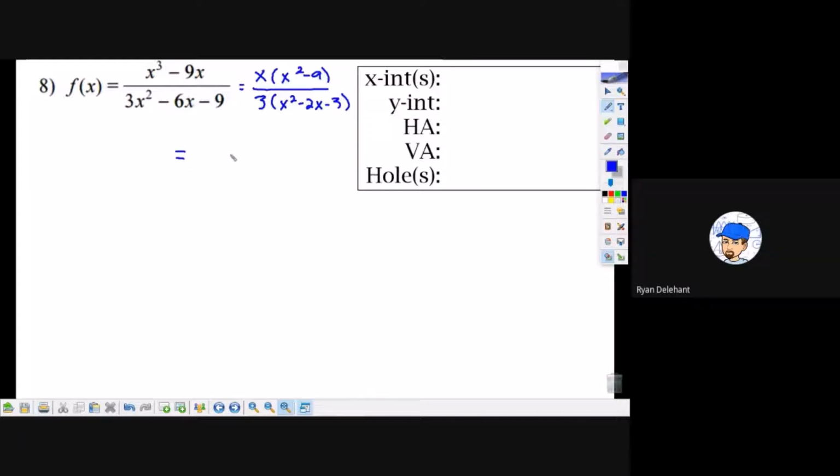So let's see. The top of this is going to factor into x minus 3, x plus 3. And I'm going to write that down. And then the bottom, we want the factors of 3 that have a difference of negative 2. So that's going to be x minus 3, x plus 1.